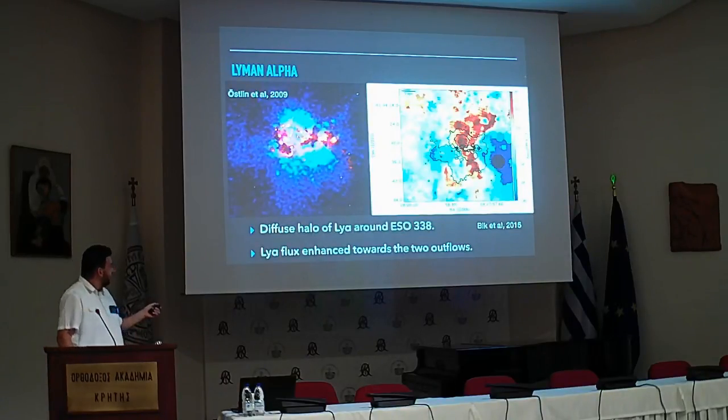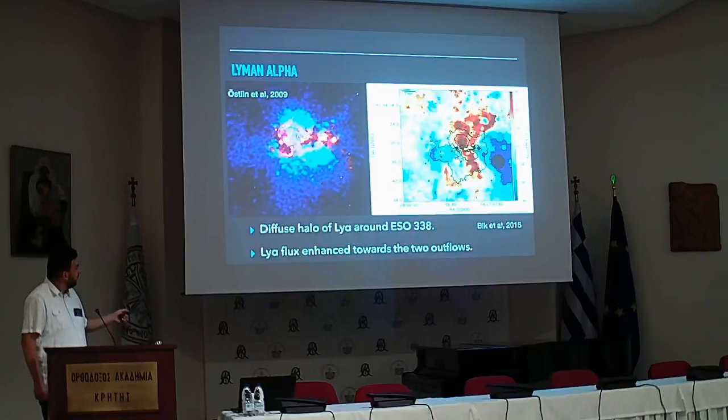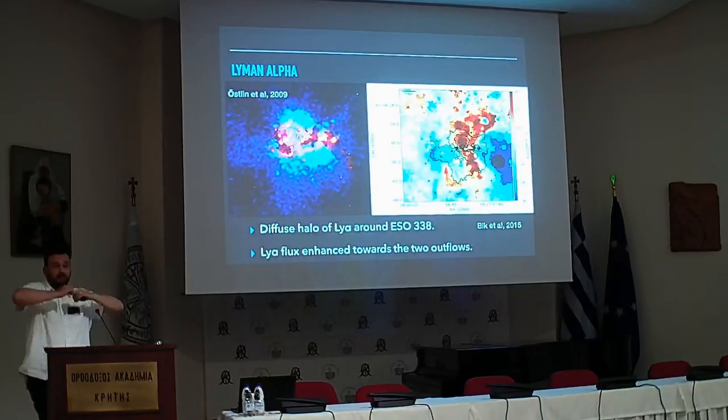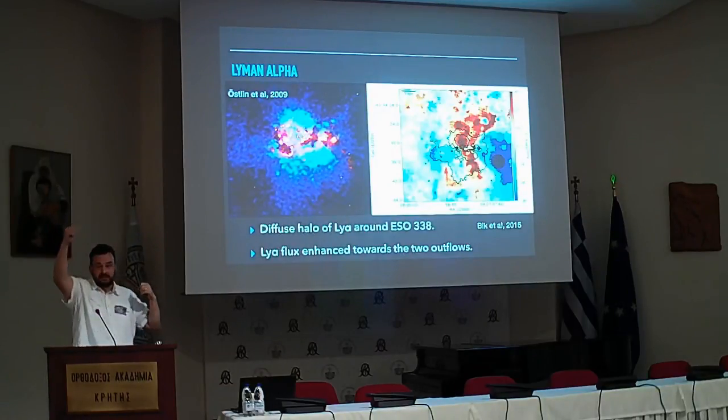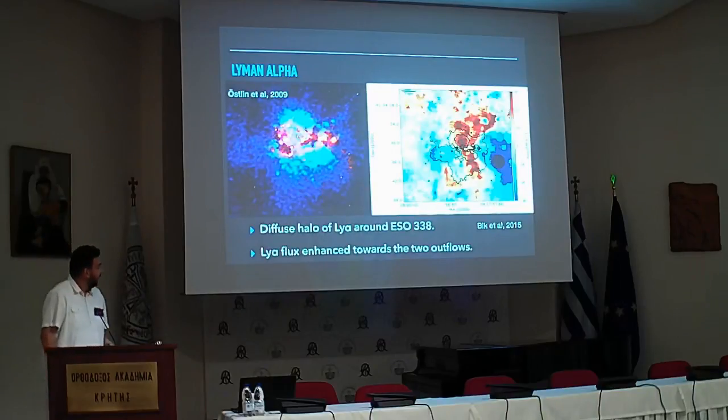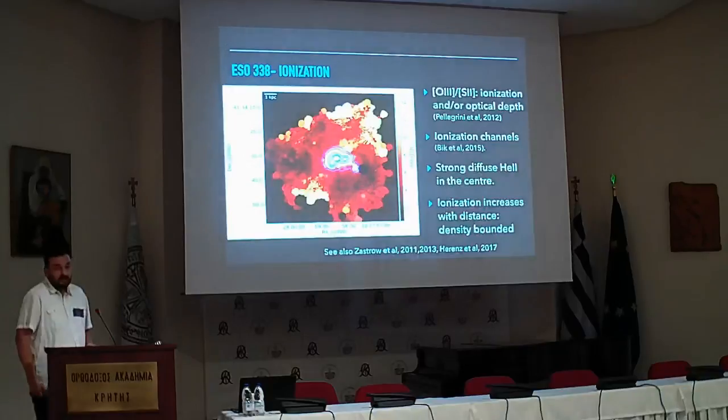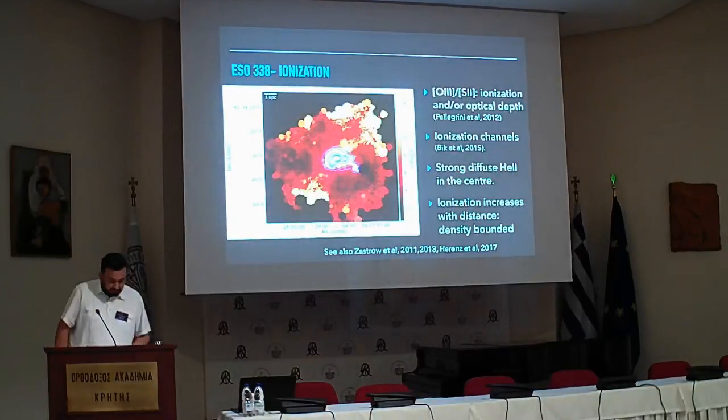When you overplot that on the velocity map, where the contours are basically this image, you see that these bright emissions seem to be associated with the outflowing gas. So you might have heard that the outflow is pushing out the neutral gas so that it's out of the resonance frequency and Lyman alpha could escape more easily. We can do a similar trick for Lyman continuum, and then we're going to look at the ionization.